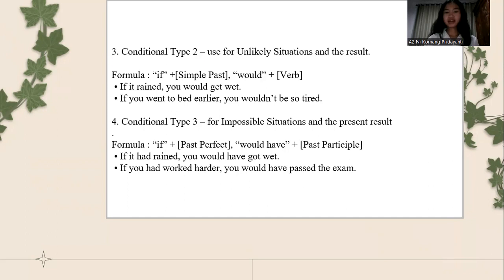And then the last is conditional type 3. It's used for an impossible situation and the past result. The formula is if plus past perfect, and then would have plus past participle. For example, if it had rained, you would have got wet. If you had worked harder, you would have passed the exam.